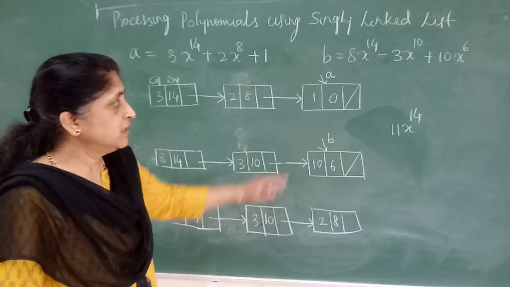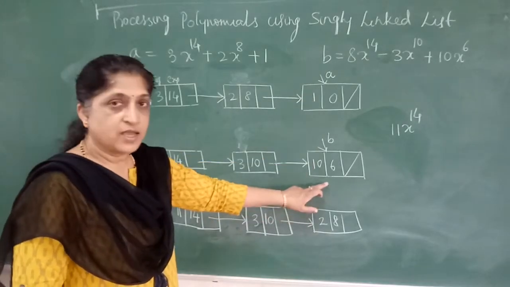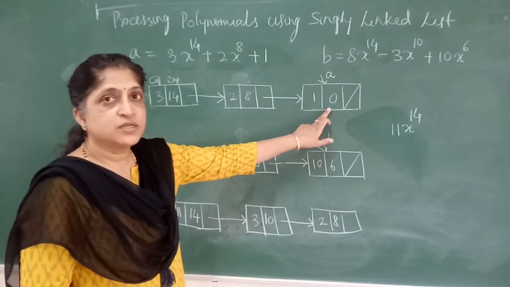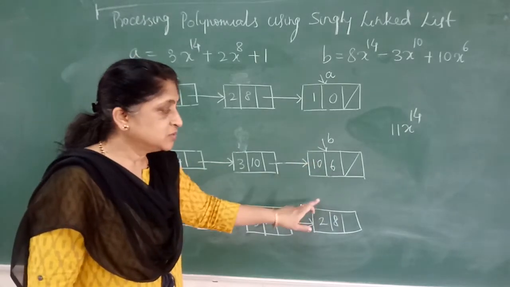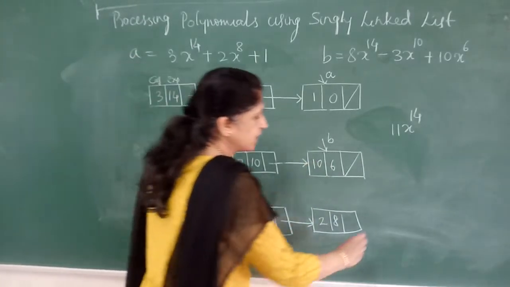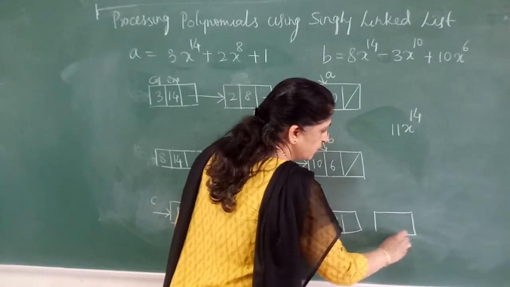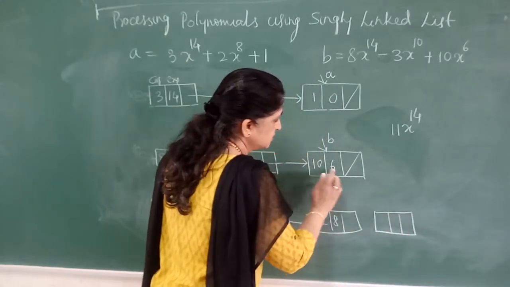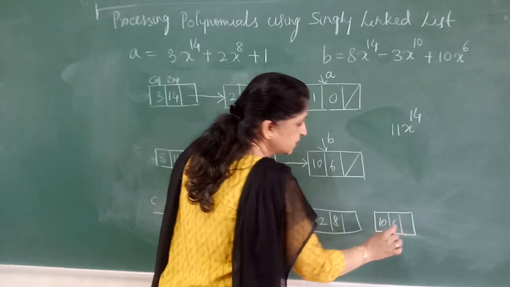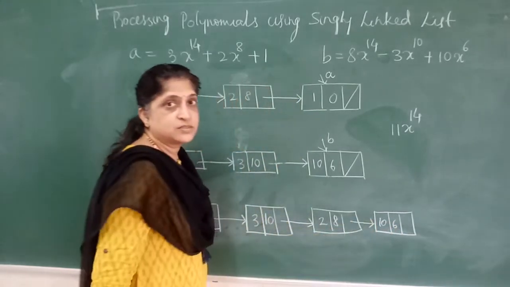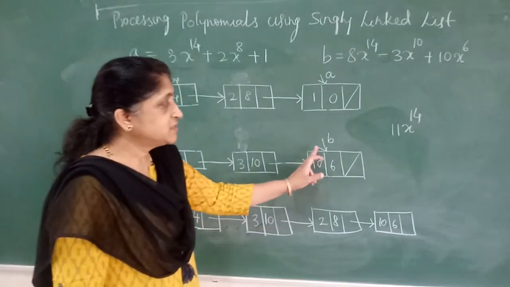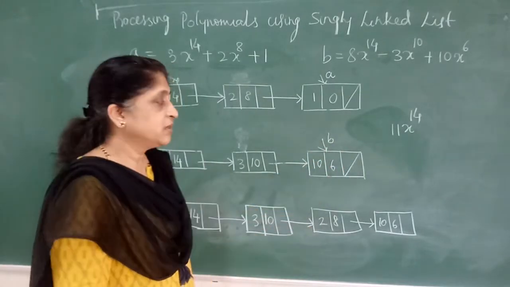Now again compare the exponents. This has a higher exponent, because the exponent here is 0 and this has a higher exponent. Then add this term to the sum polynomial. So perform the get node operation. Add this term here, 10, 6. Make this point to this. Now advance the pointer B to the next node.